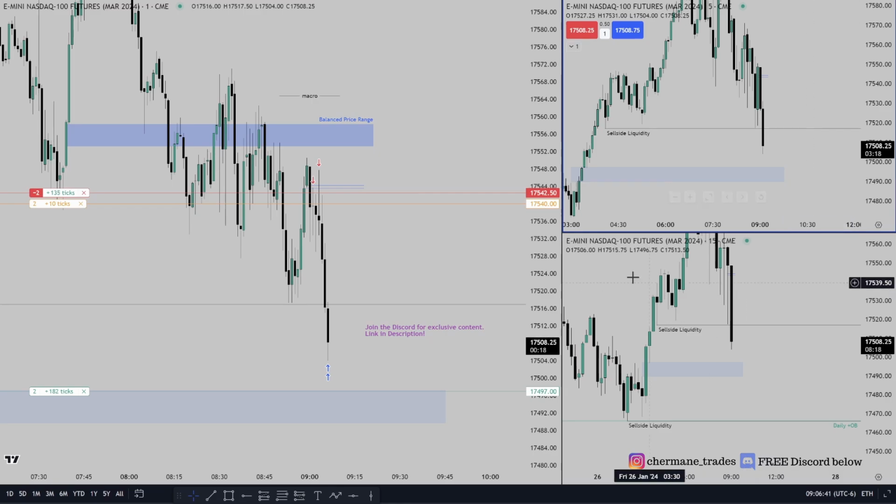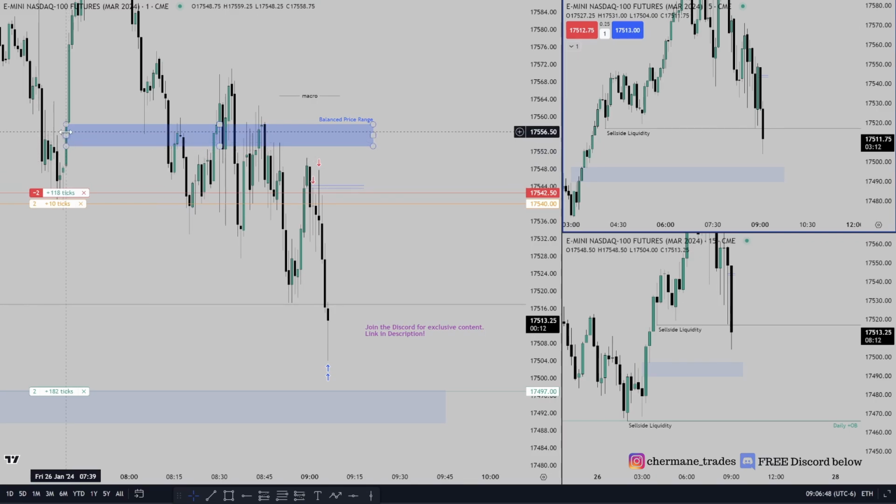Let's see if I have time to talk about this balanced price range. So we have the single pass up here, that single pass up with this candle, later followed by the single pass down here with this candle. The portion that overlaps, that is your balanced price range.